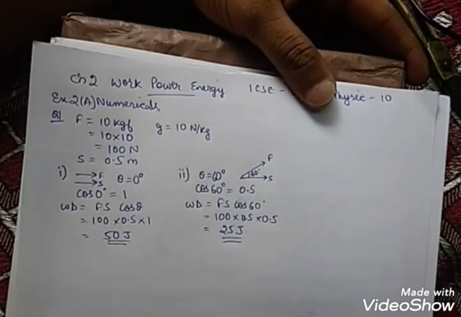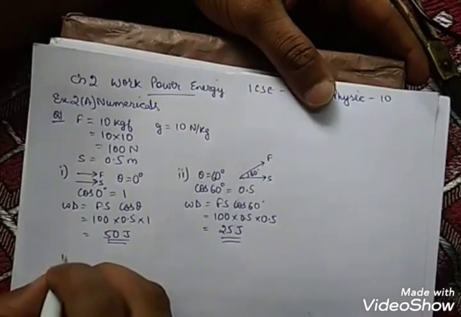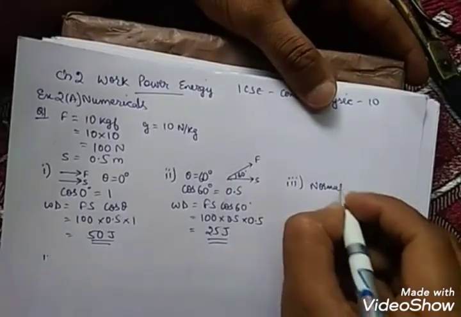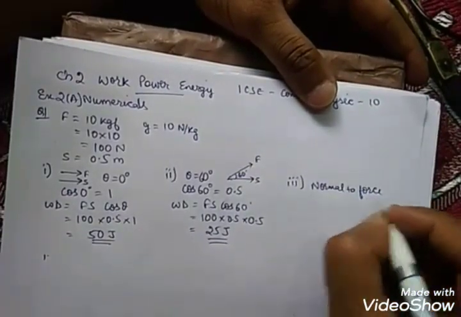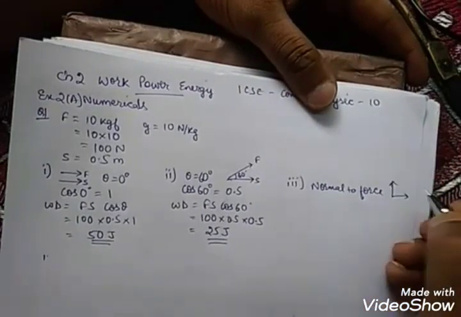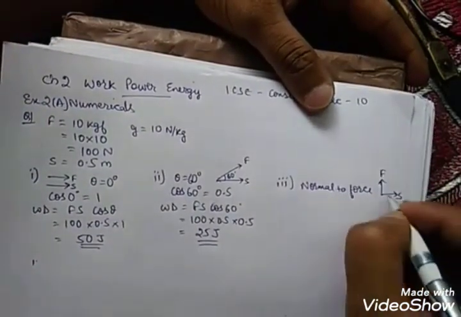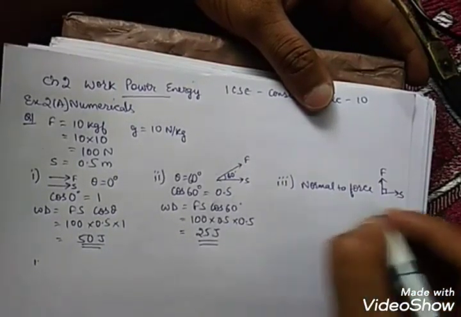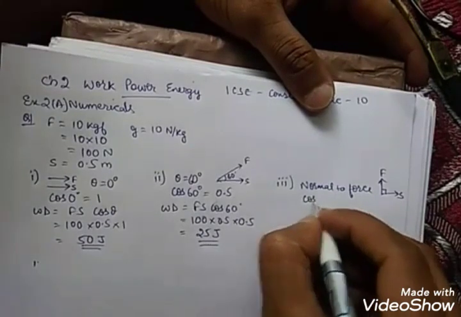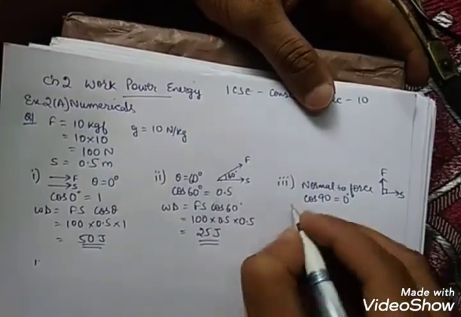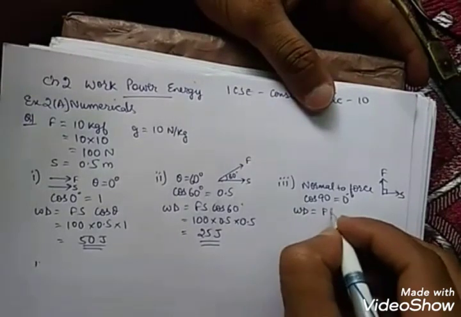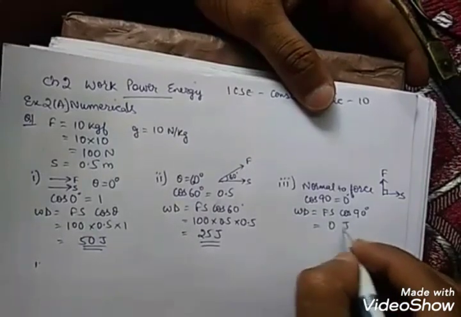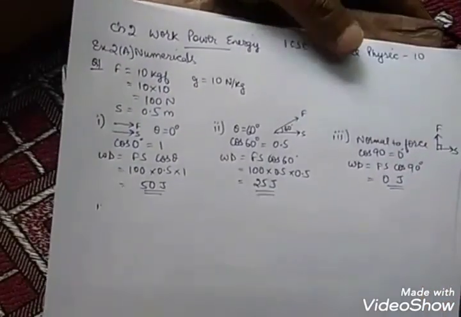Number 3, what is given? Normal to the force. Normal to force means this way. This is the force, but this is the displacement. 90 degree. So cos 90 degree is equal to 0. So work done is equal to Fs cos 90. Since cos 90 is 0, it is 0 joule. Let us see number 2.